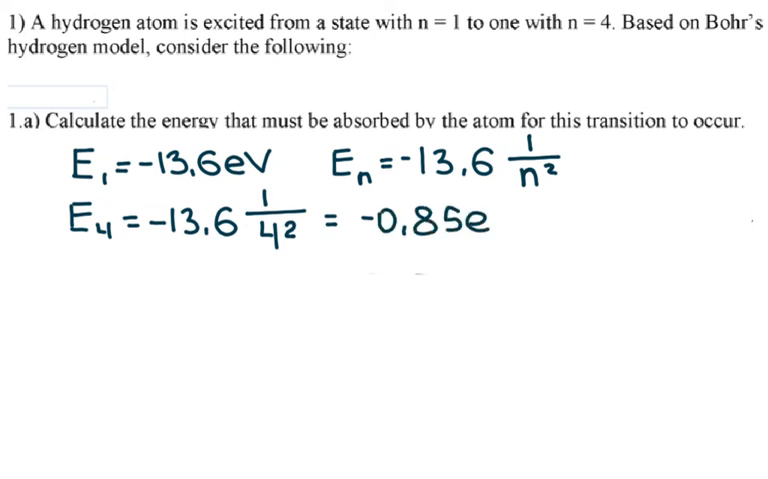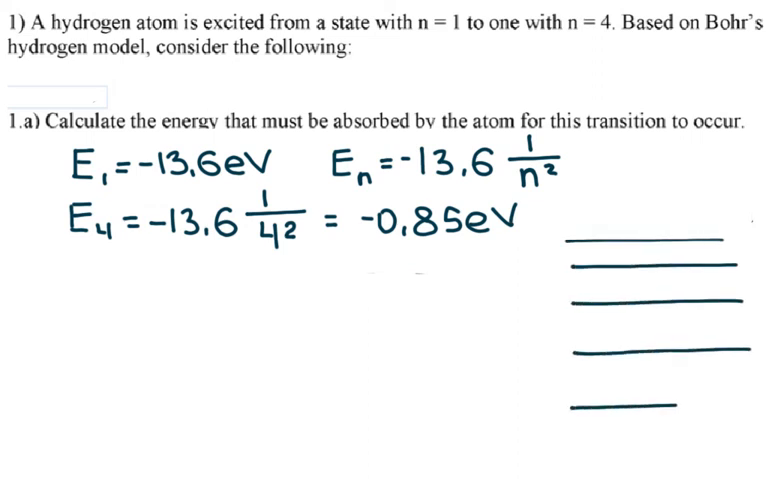That will give me negative 0.85 electron volts. Now I'm going to draw the energy levels, and it usually looks something like this. Here is going to be the ground, level 1, then 2, 3, 4, 5. I need level 4. On level 4, the energy is negative 0.85 electron volts, and on level 1, the energy is negative 13.6 electron volts.